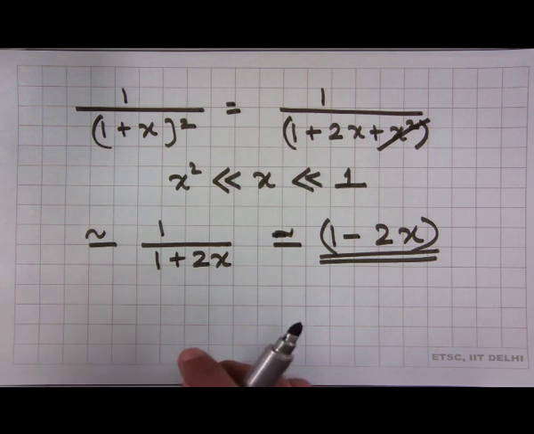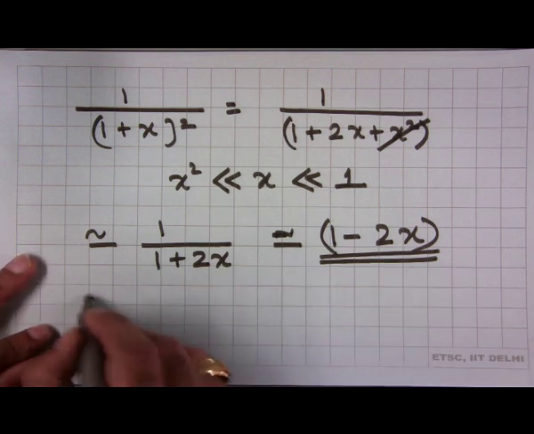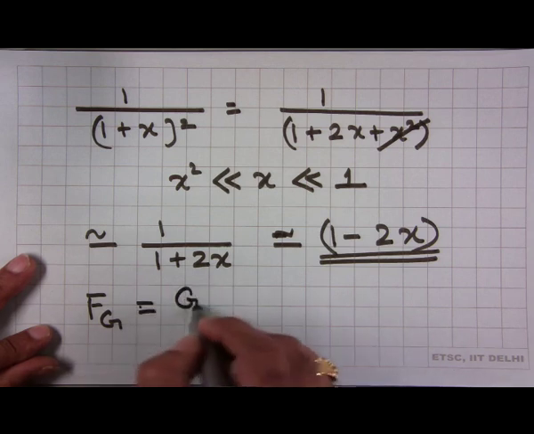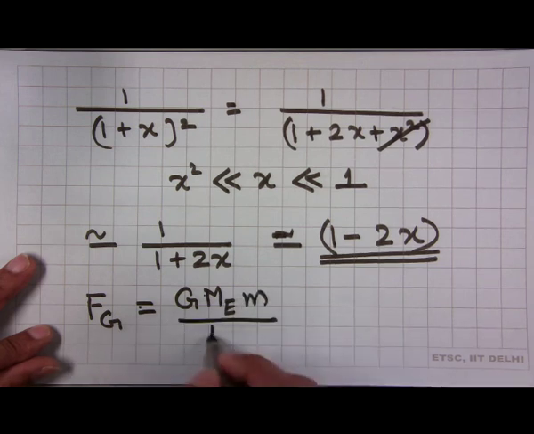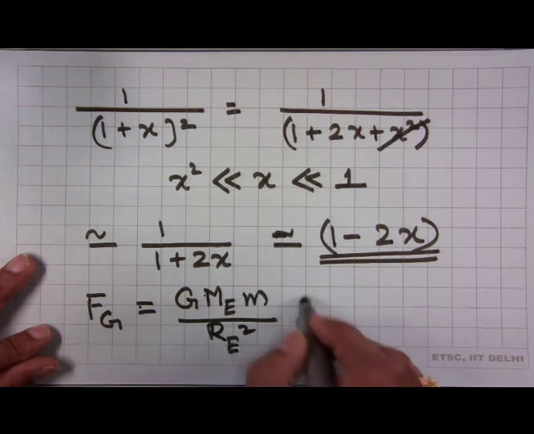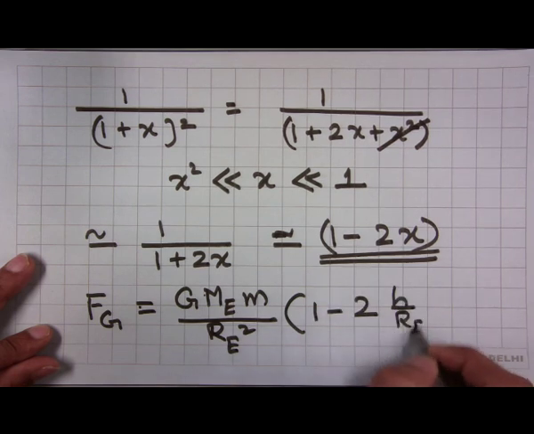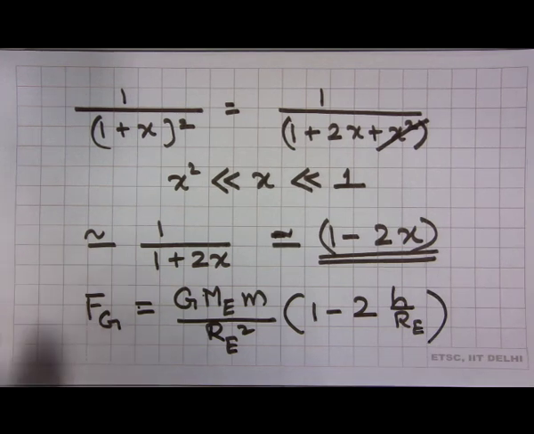That is what we are going to get. Therefore, we are now in a position to compute the correction coming to the gravitational force, whatever the constant. So what do we have now? My f of g is essentially G Me m by Re squared into (1 minus 2h by Re). I can write this particular expression now. That is the correction that I am going to get.